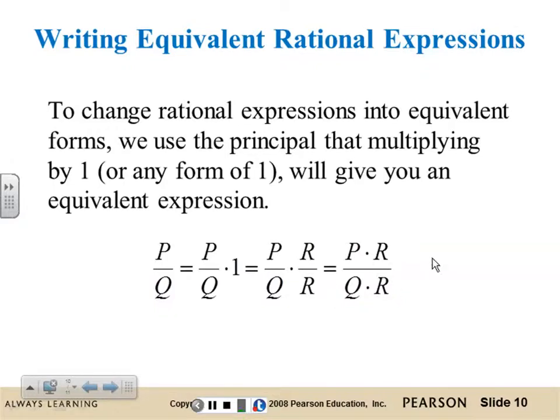And that's how you make an equivalent fraction, because look, I can take this fraction here, and I can reduce the r's, and that's going to take me right back to where I started from. So that is going to be an equivalent fraction.